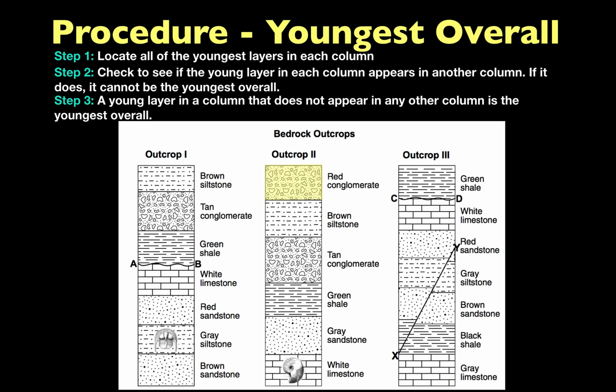So the last step is, if the young layer in a column does not appear in any other column, we can say that it's the youngest overall. And if you look, red conglomerate does not appear anywhere else in the other outcrops, so it's going to be the overall youngest layer.